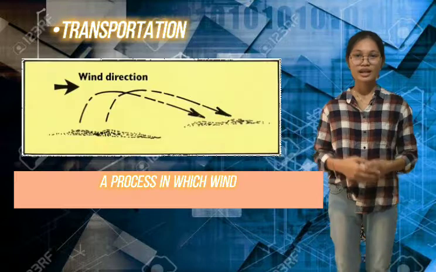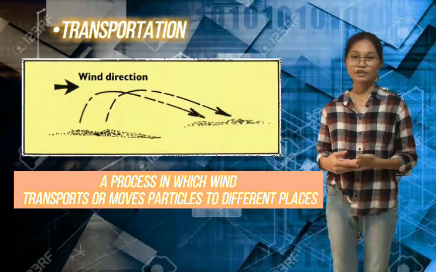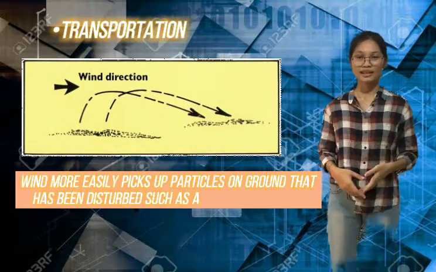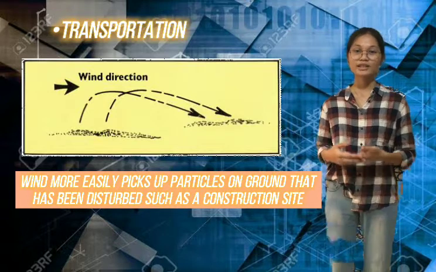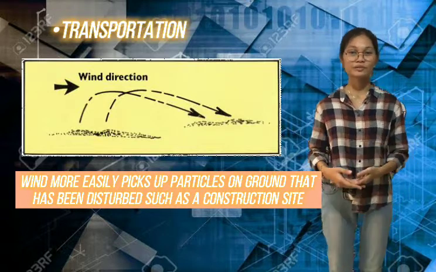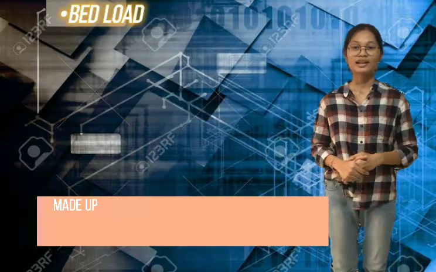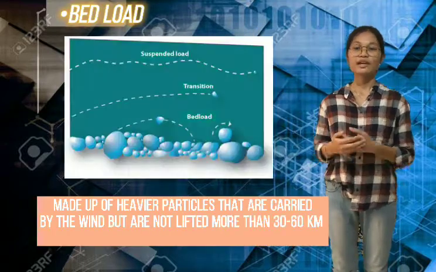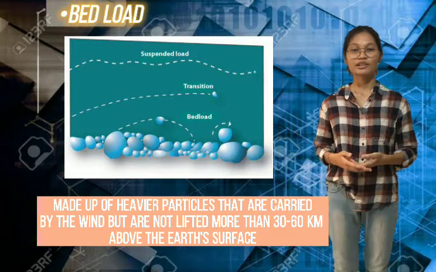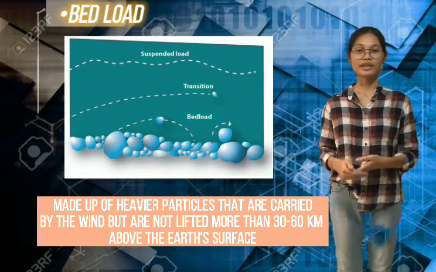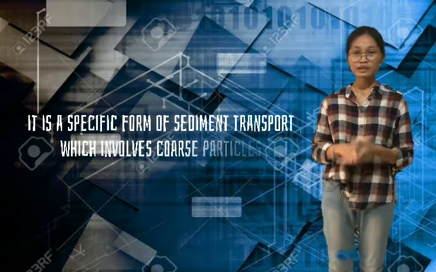The next function of work of wind is transportation, a process in which wind transports or moves particles to different places. Wind more easily picks up particles on ground that has been disturbed, such as a construction site. Transportation by wind can be divided into two parts, the bed load and suspended load. The bed load is made up of heavier particles that are carried by the wind but are not lifted more than 30 to 60 kilometers above the Earth's surface.